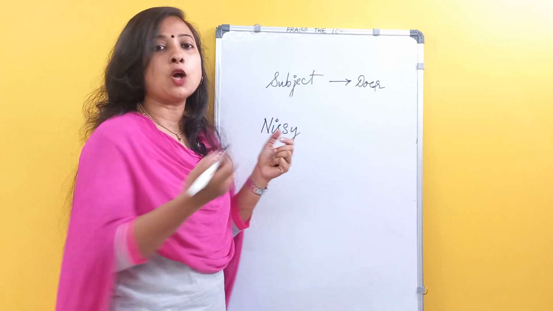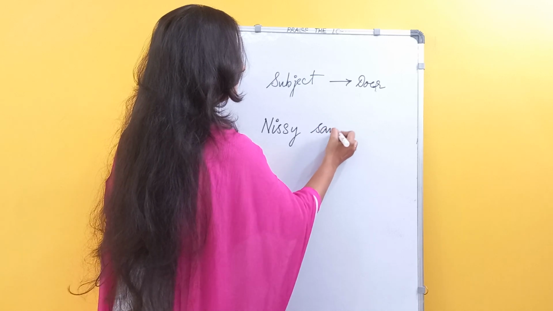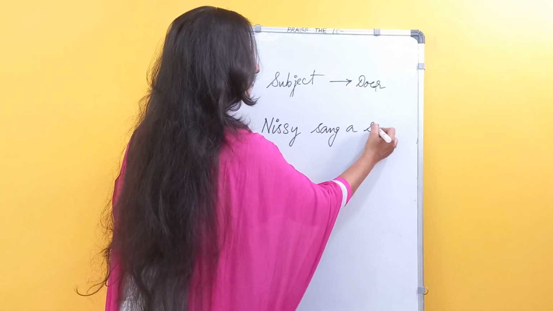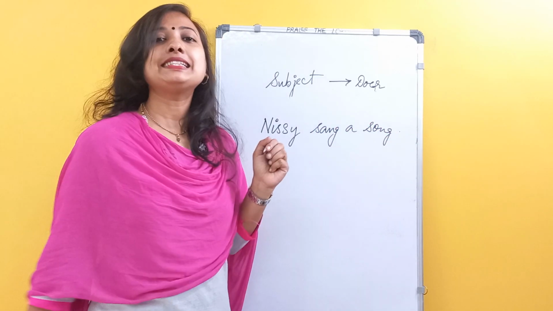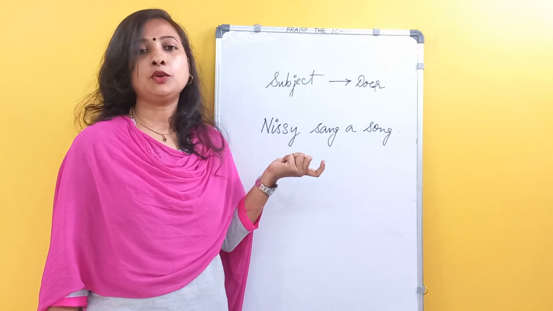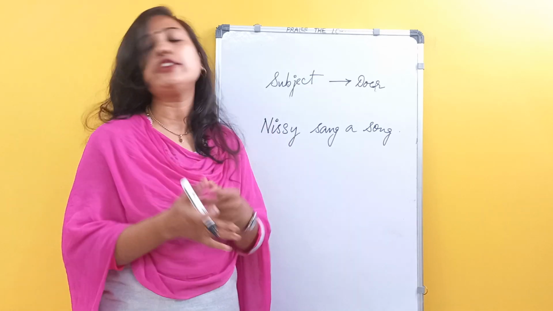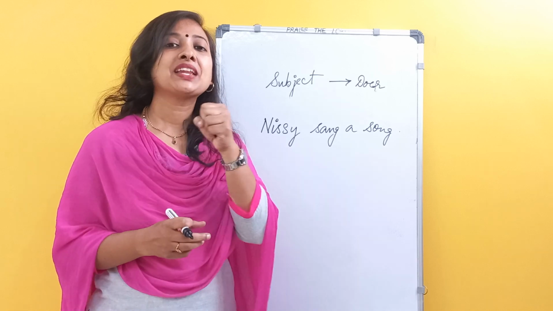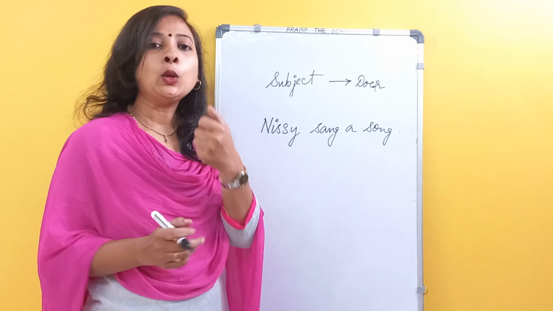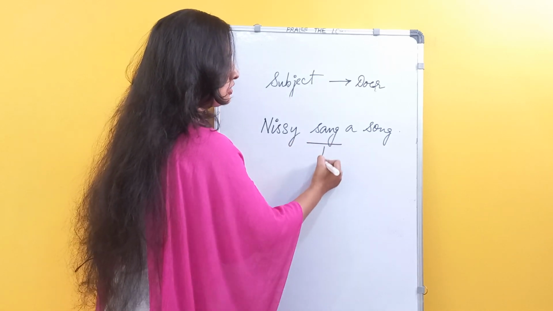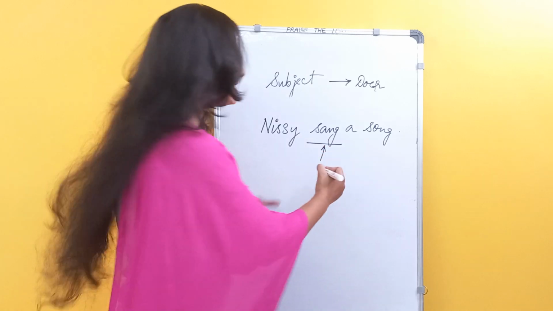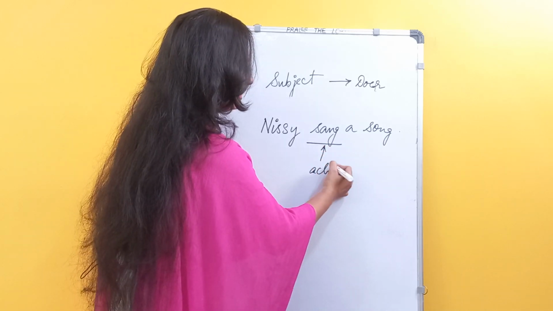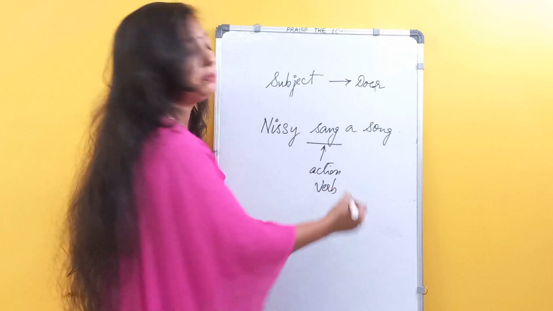Nissy sang a song, if I say. Nissy sang a song. Okay, so first of all, we need to identify the verb. What is the action? Sang means singing. So the action is singing. This is the action being done, that means that is the verb.